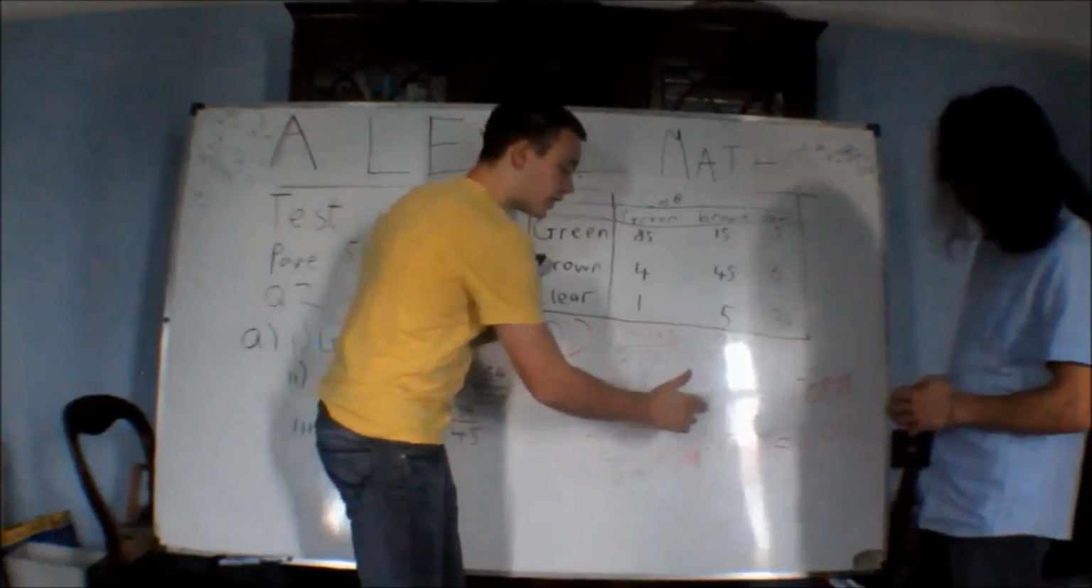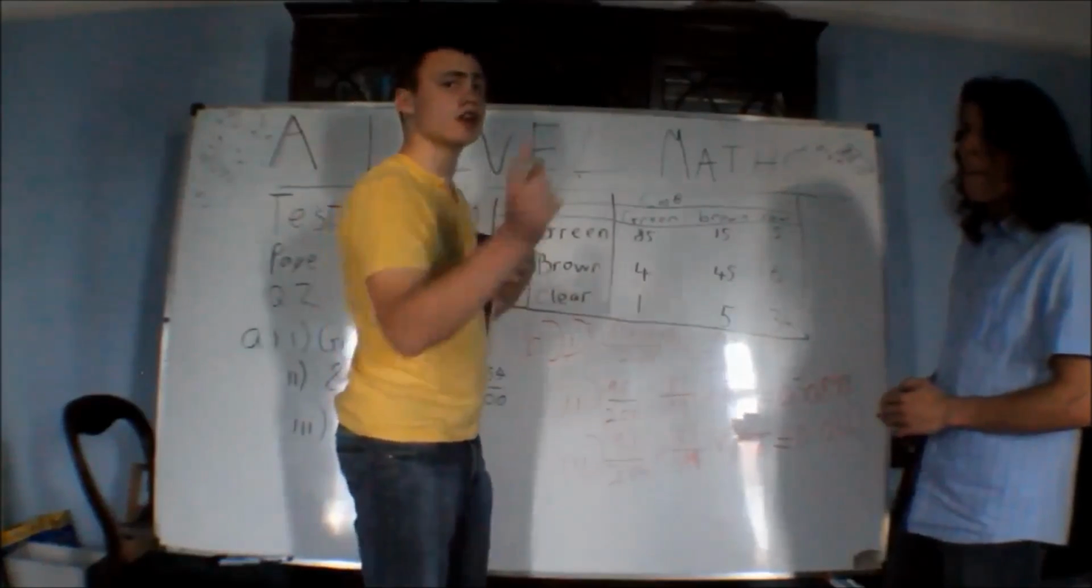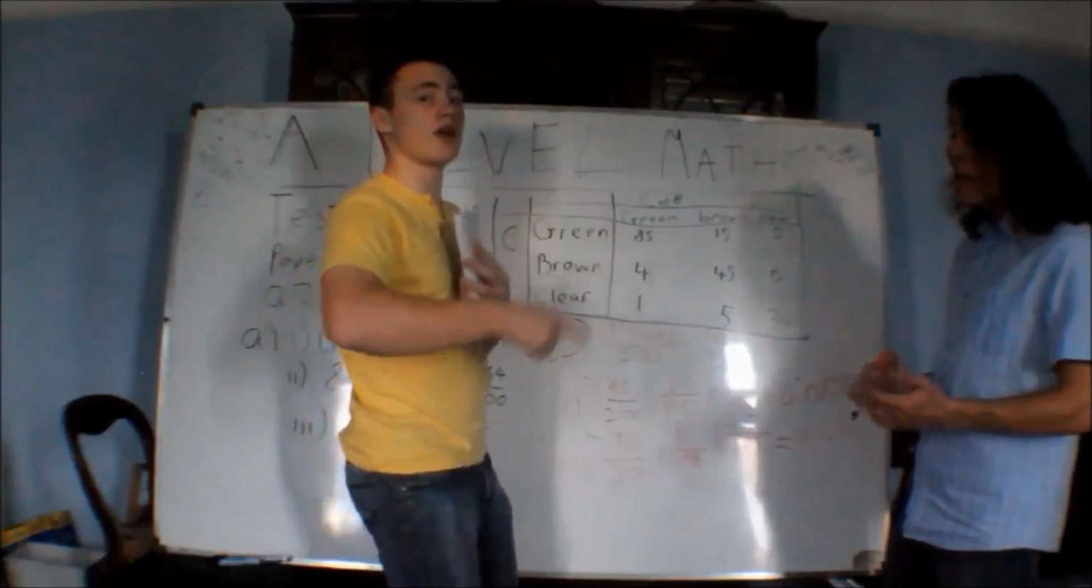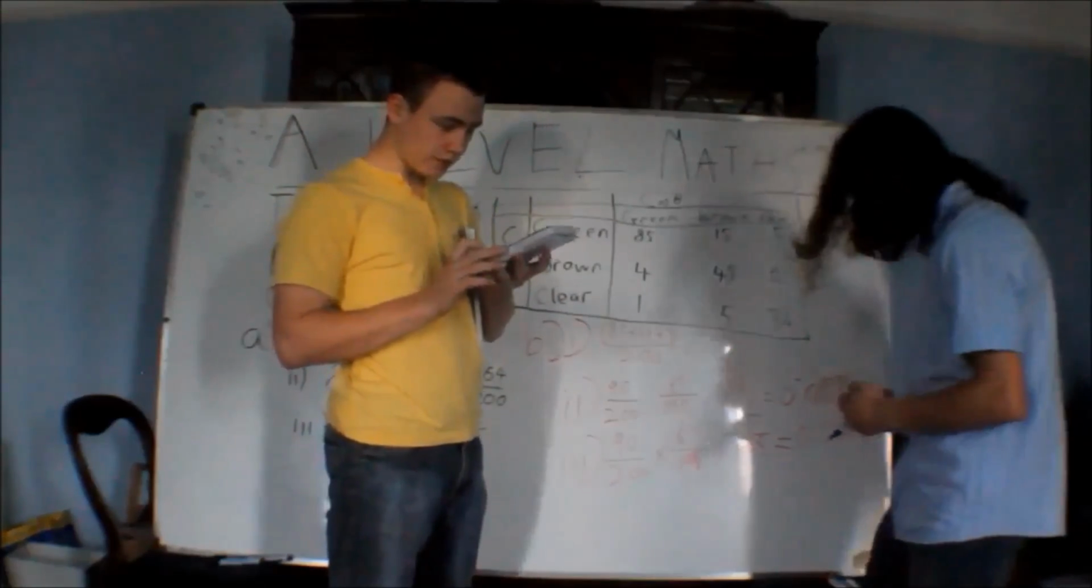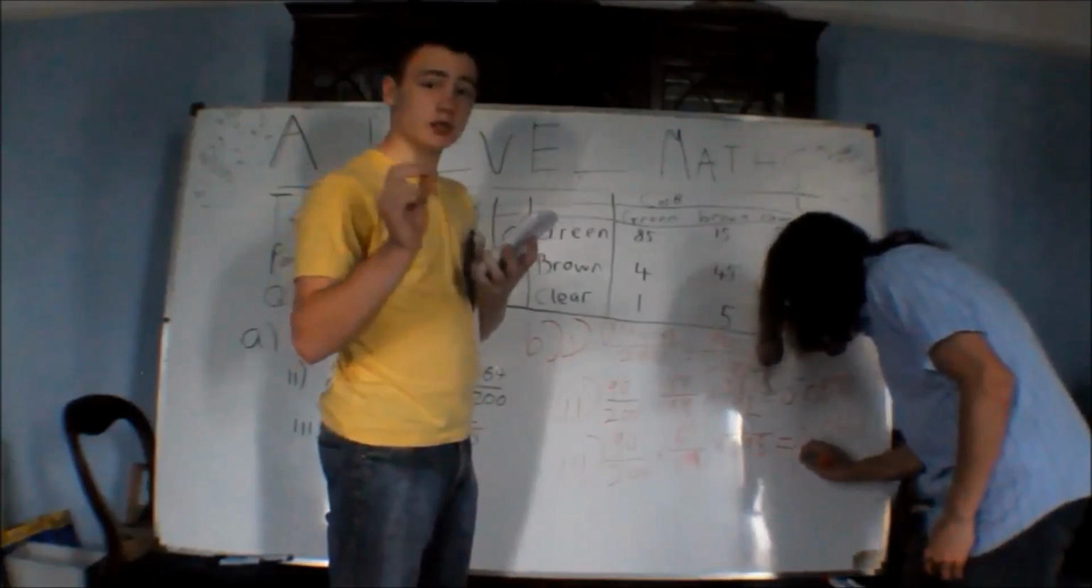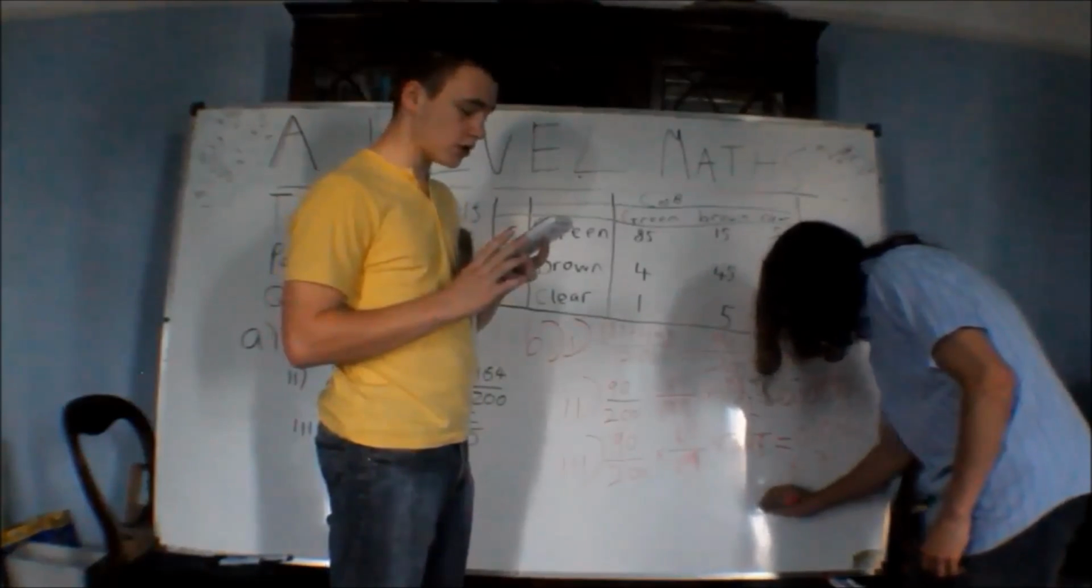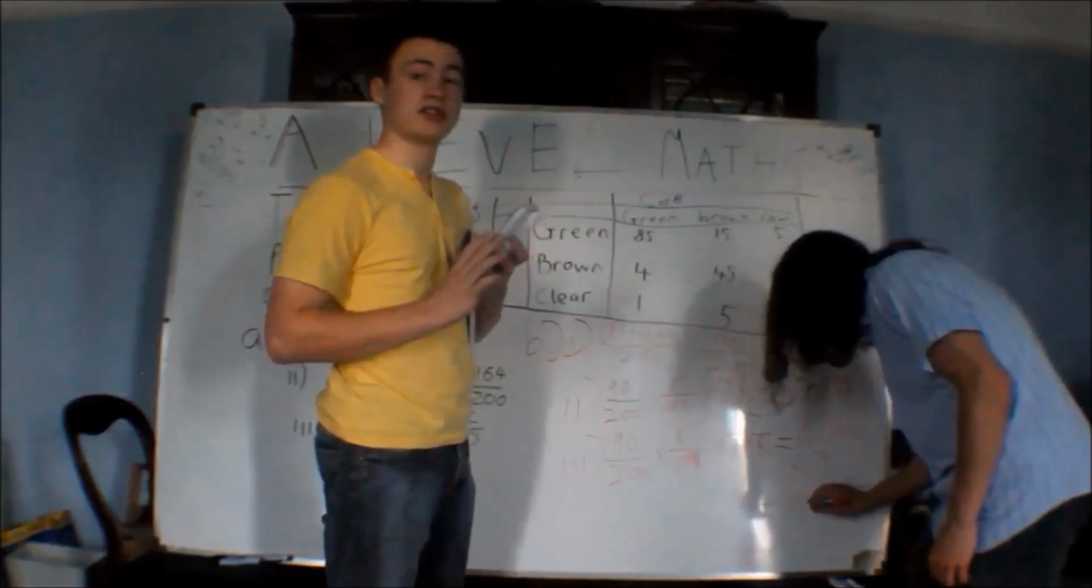Because you can get a green and then a brown, but you can get a green, then a brown, then a green, you can have a brown and a green, different ones, and a green. So this number is actually times by 3, which gives the actual answer, the full answer, 0.198 to 3 significant figures.